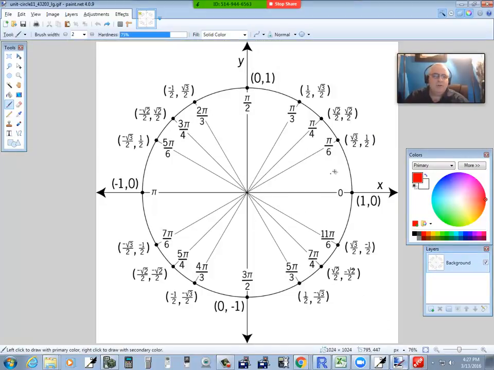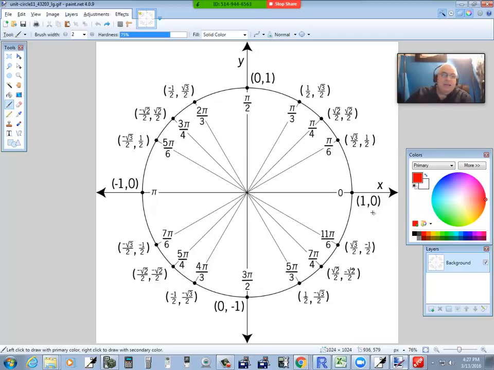Sine is your y part. Okay, so 0, 1/2, square root of 2 over 2, square root of 3 over 2, then 1. And then square root of 3 over 2, square root of 2 over 2, 1/2, and then 0. And then negative 1/2, negative square root of 2 over 2, negative square root of 3 over 2, and negative 1. Negative square root of 3 over 2, negative square root of 2 over 2, negative 1/2, and then back to 0.